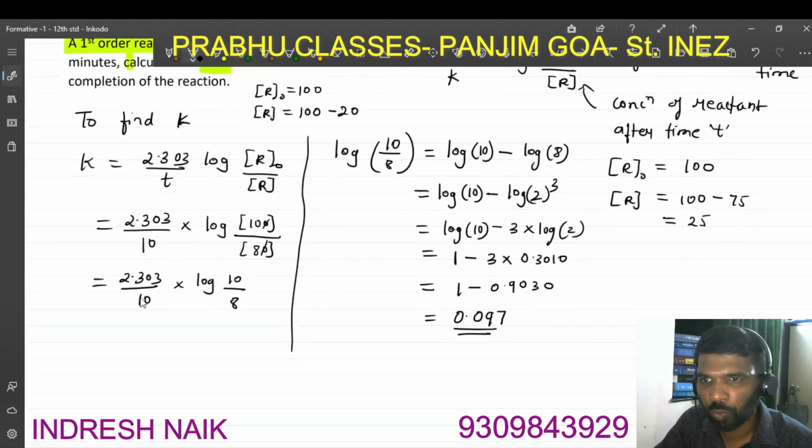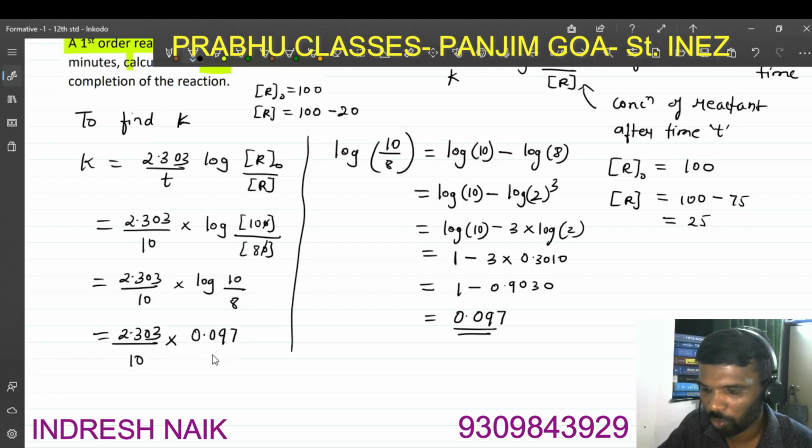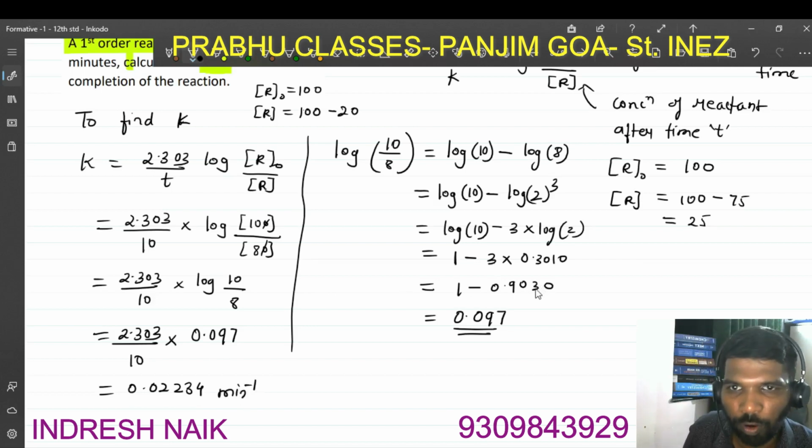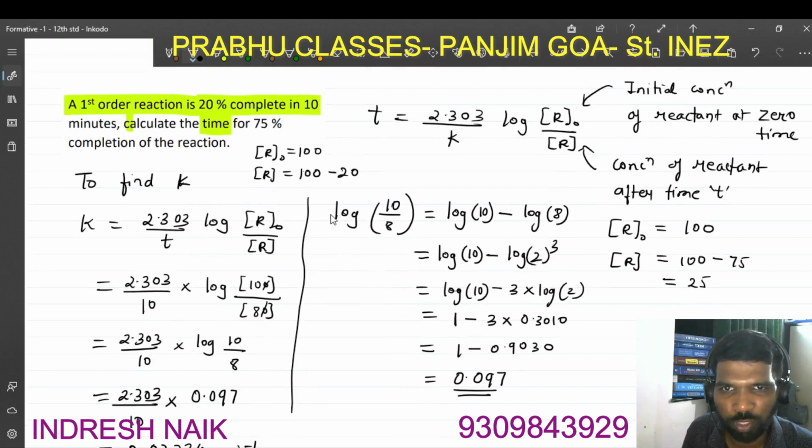Okay, so we'll do this. This is 2.303 upon 10 multiplied by 0.097. So multiplied by 2.303 and divided by 10, the answer comes to 0.02239. We'll round it off to 0.02234. The unit will be per minute. So we found out K. Now the job is to substitute over here, so I'll clean this.